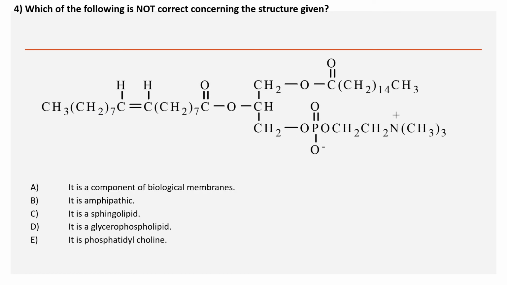Which of the following is not correct concerning the structure given? The first thing I like to do is start labeling stuff. So this right here is CH2, CH, and CH2. That's glycerol. Here we've got phosphate. Then over here we have choline. Then this region right here, we've got CH2, we have 7 of those, and then CH3 right here. So this whole section is nonpolar.